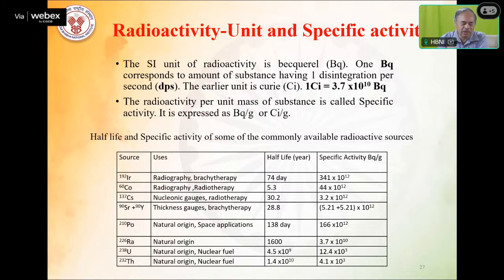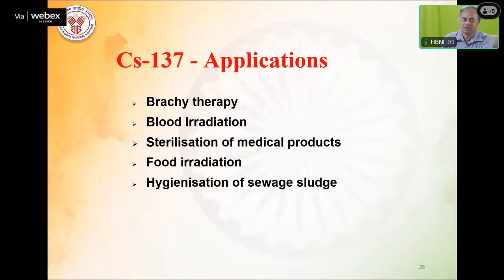And you see the so many radioisotopes, and they are having so many applications. That is, you see cobalt, cesium, strontium, radium, uranium. They are having applications for radiotherapy, brachytherapy, and so on, or space application, polonium. Then, of course, uranium and thorium can be used as nuclear fuel. And the corresponding half-life is given in this slide, just for your information.